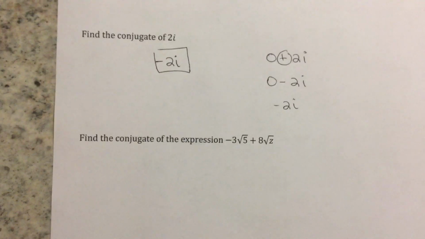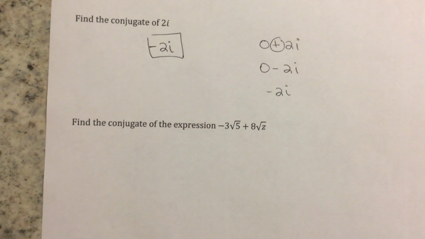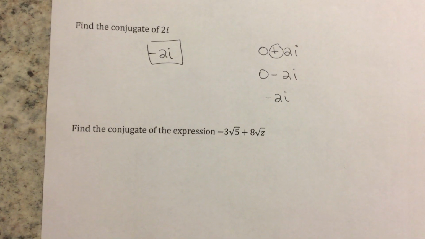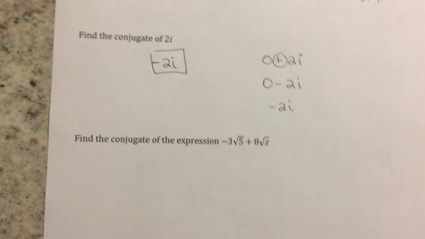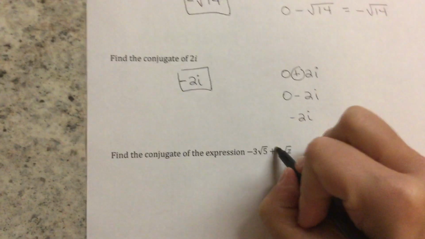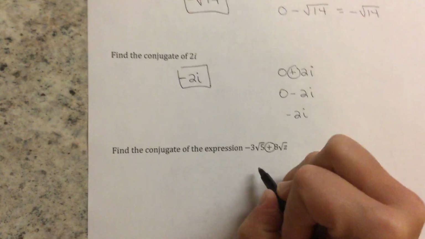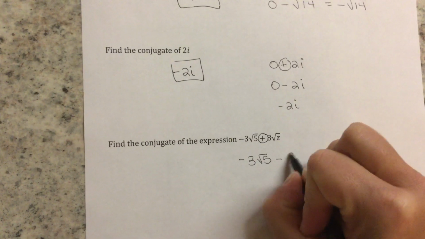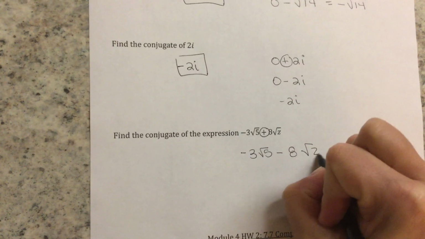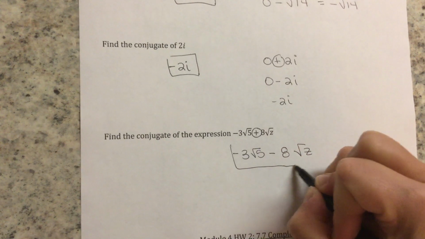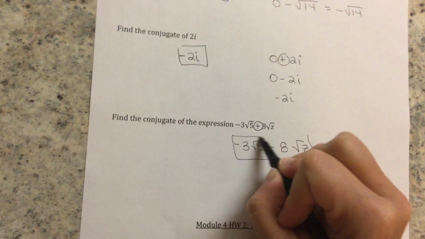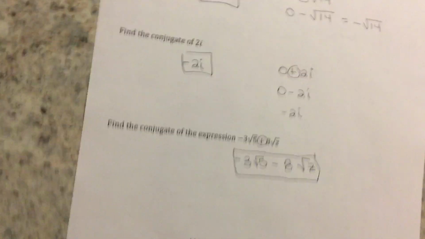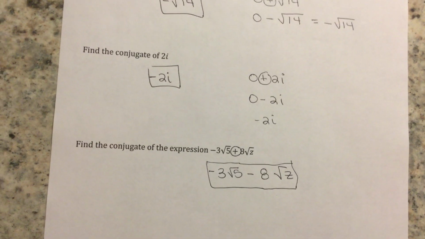And last question, find the conjugate of the expression negative 3 square roots of 5 plus 8 square root of z. So I'm just changing the middle sign, just that one. So I have negative 3 square roots of 5. It's plus, now it's going to become minus 8 square roots of z. So notice that negative out front never changed. The only thing that changed was that middle sign, and that's my final answer.